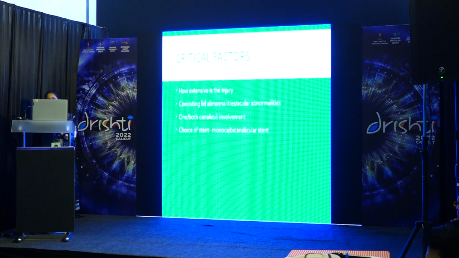The critical factors in the management of canalicular tear would be the extensive nature of the injury and the site of the injury, whether it is proximal or distal. Proximal canalicular tear injuries are likely to have better anatomical and functional results compared to the distal ones, which are close to the medial canthal area. It is also decided by other coexisting lid abnormalities and ocular abnormalities. And we need to plan our management depending upon presenting one or both canalicular tear involvement. And worldwide, canalicular tear management now is with the use of stent, either monocanalicular stent or bicanalicular stent.